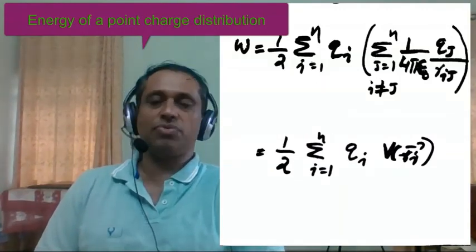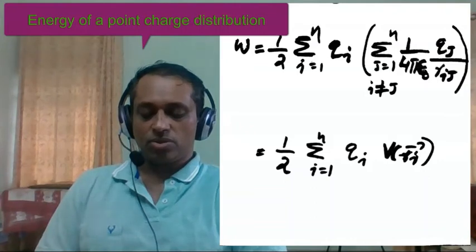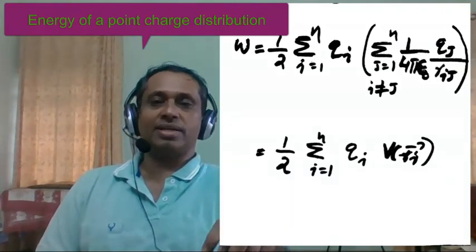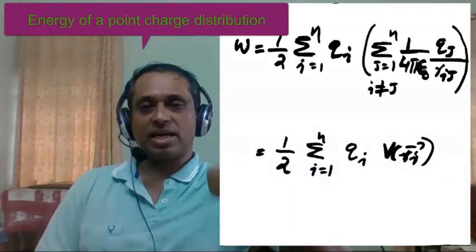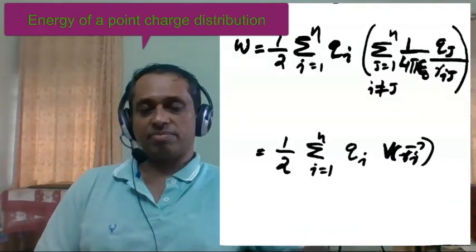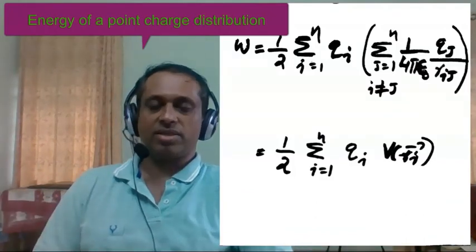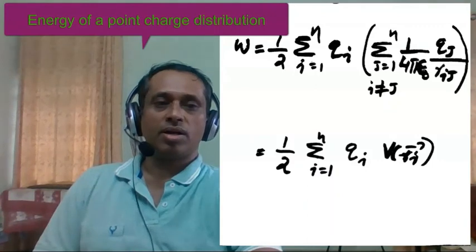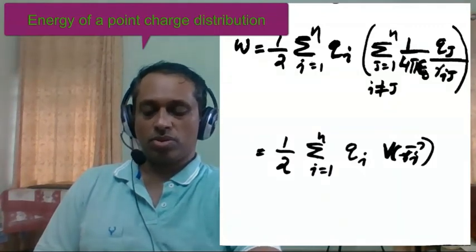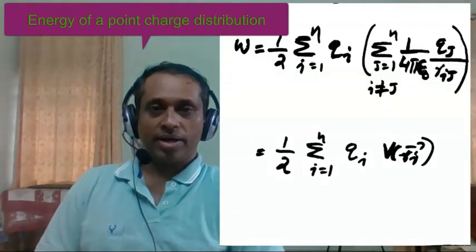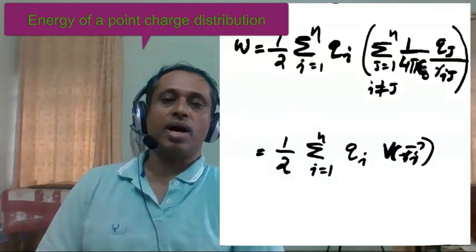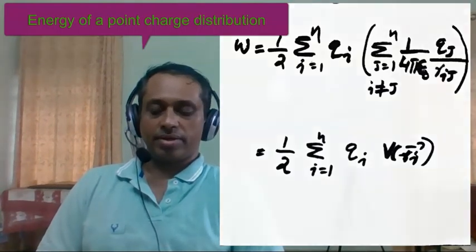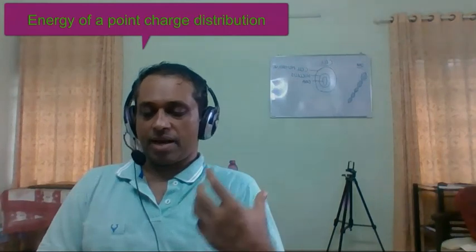So that we write as V of Ri. So W, the work done in assembling a system of n charges by bringing them from infinity, is equal to half sigma i equal to 1 to n Qi V of Ri. Okay, so we have this expression for the work done for assembling a system of charges.